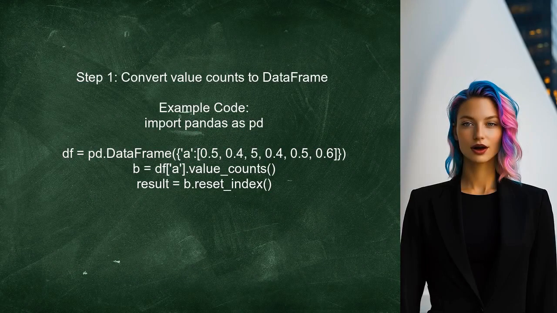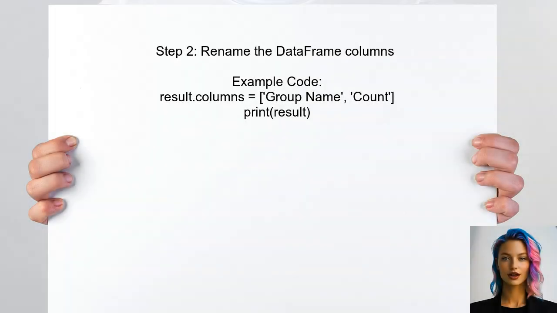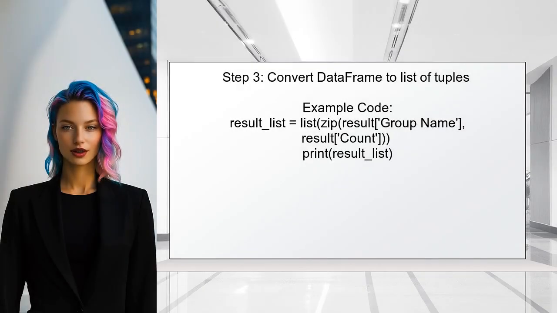To get both the group names and their corresponding counts as a list, the user can start by converting the value counts to a data frame. This will allow access to both the index and the values. Next, the user should rename the columns of the new data frame to make it clear which column contains the group names and which contains the counts. Now, the user can convert the data frame to a list of tuples. This will include both the group names and their corresponding counts.